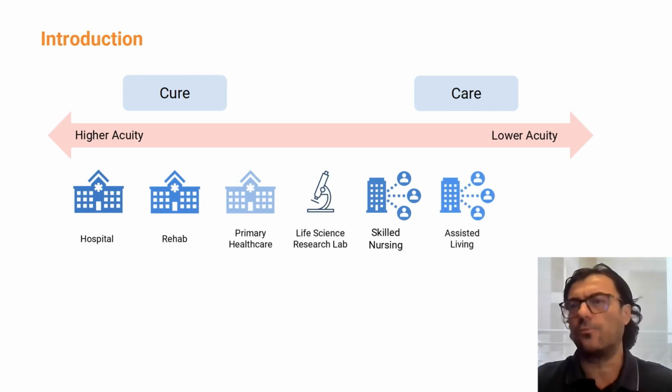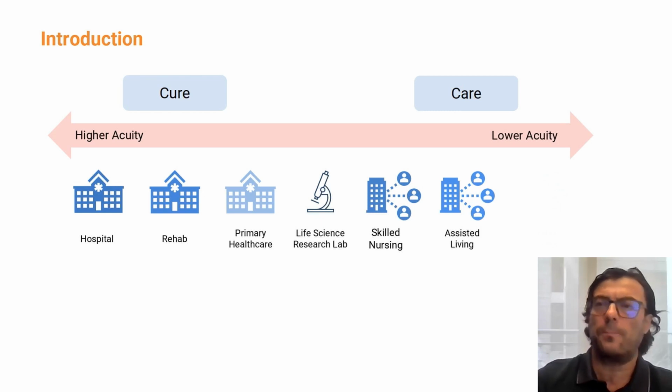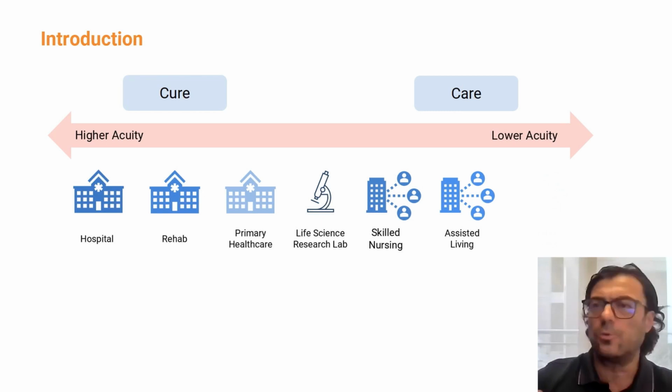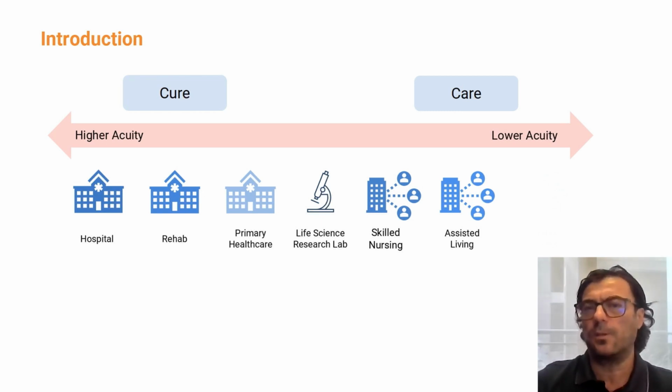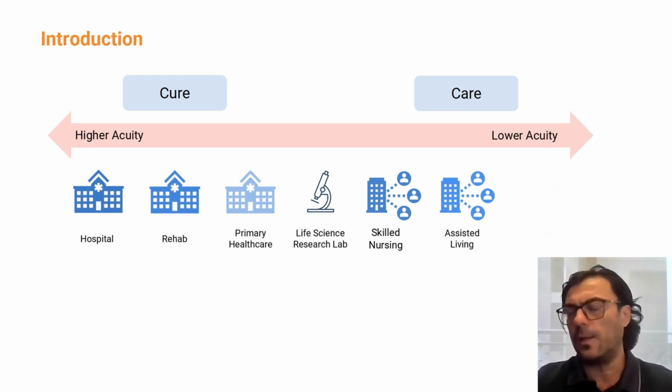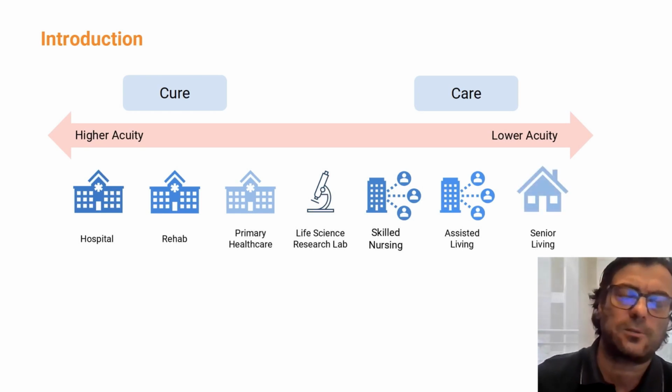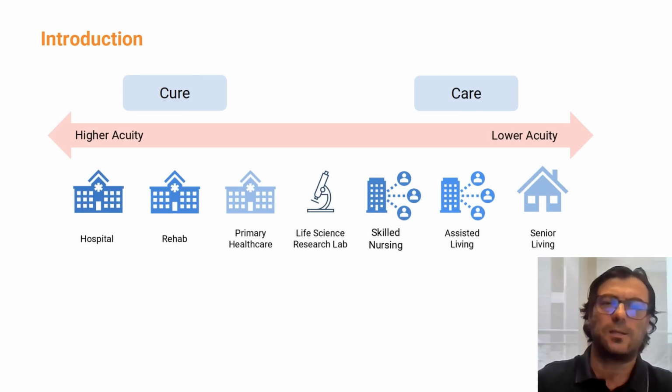Assisted living is obviously a lower degree, so the amount of medical staff required is much lower. The residents have greater mobility. And then really at the far end of the spectrum, one sector that is emerging is senior living.